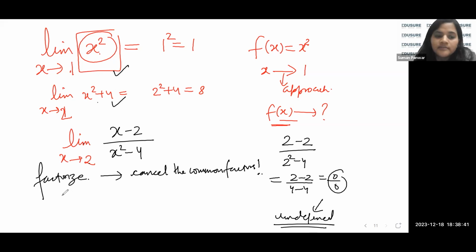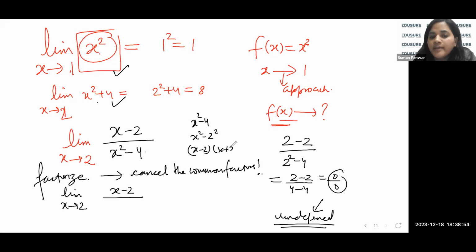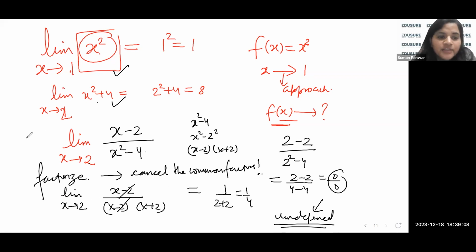This is the first trick and this will work for you. So I'll have x minus 2, a square minus b square. So x square minus 4 is equal to x square minus 2 square, (x minus 2)(x plus 2). So x minus 2 cancels out. अब रखिए लिमिट, x को 2 रखिए, 1 upon 2 plus 2, 1 by 4. See? So this question actually explains to you that the function is undefined. Function 2 पे defined ही नहीं है, पर उसकी लिमिट है.